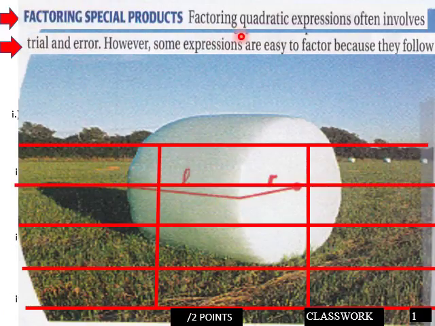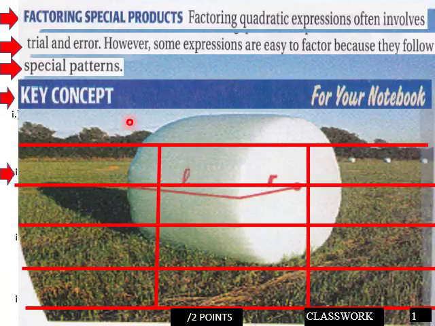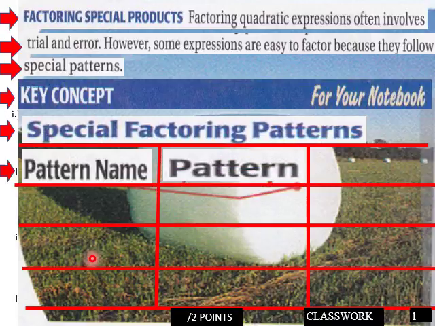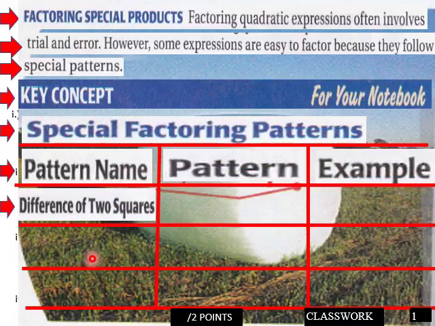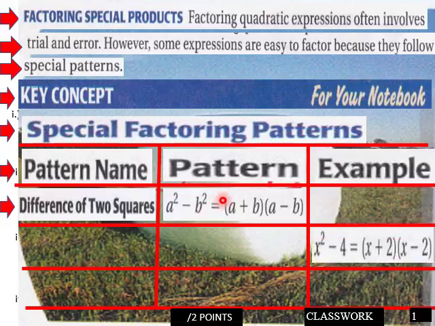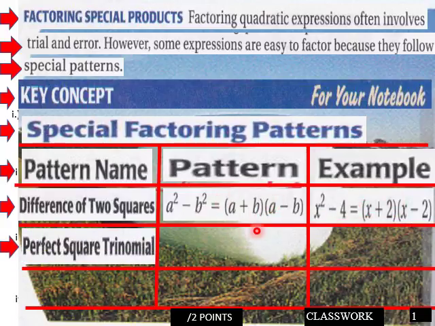Factoring special products, quadratic expressions, often involves trial and error. However, some expressions are easy to factor because they follow special patterns. So, for the special factoring patterns table, we're going to fill in the pattern for the difference of two squares. The pattern is a squared minus b squared equals a plus b times a minus b. And then this will be an example of that.